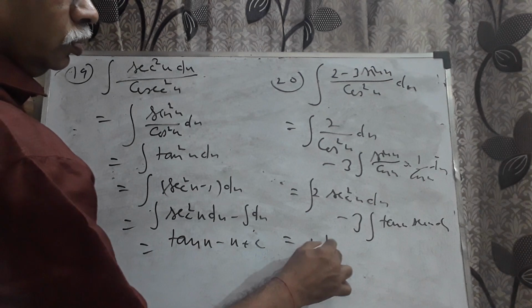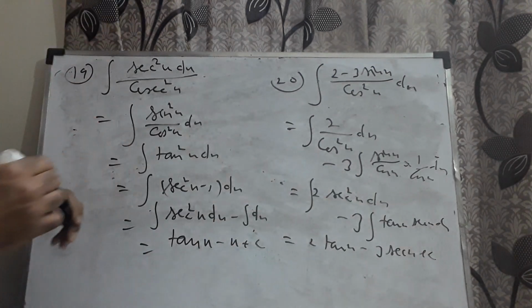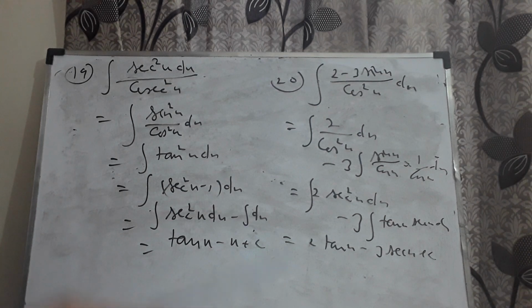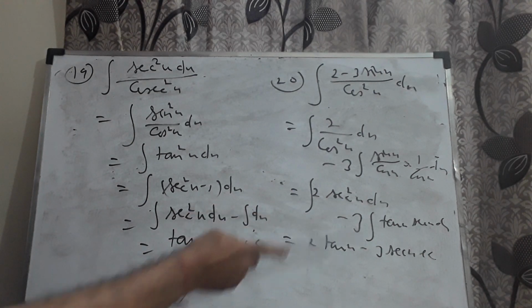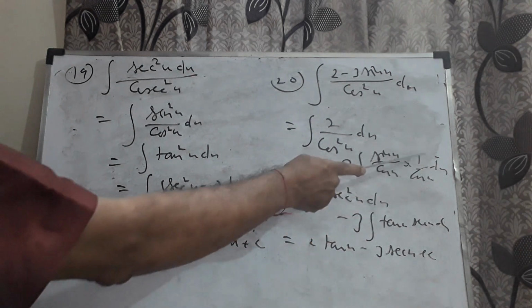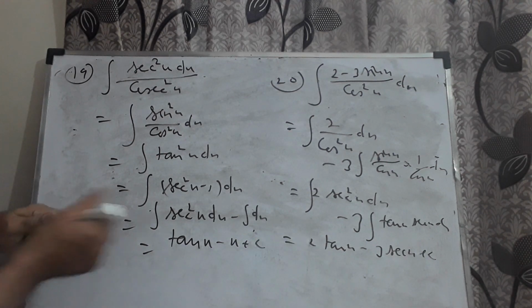Therefore, this is reduced to 2 tan x minus 3 secant x plus c. Let me repeat. Dividing this individually by cos square x, 2 by cos square x becomes 2 secant square x. Integral secant square x is tan x. Now sin by cos becomes tan, 1 by cos becomes secant. Integral secant x tan x is nothing but secant x. Therefore 2 tan x minus 3 secant x plus c is the final answer.